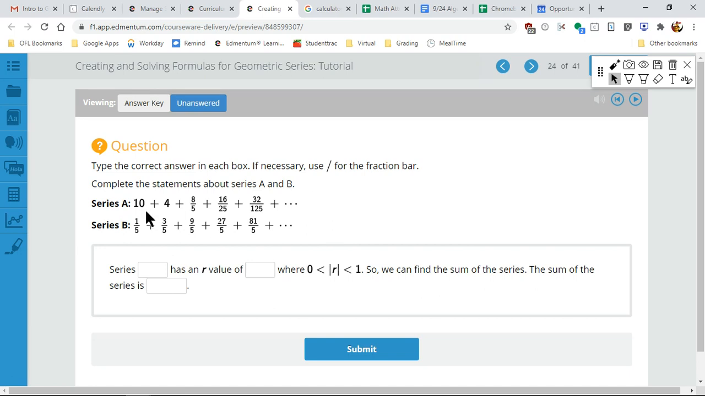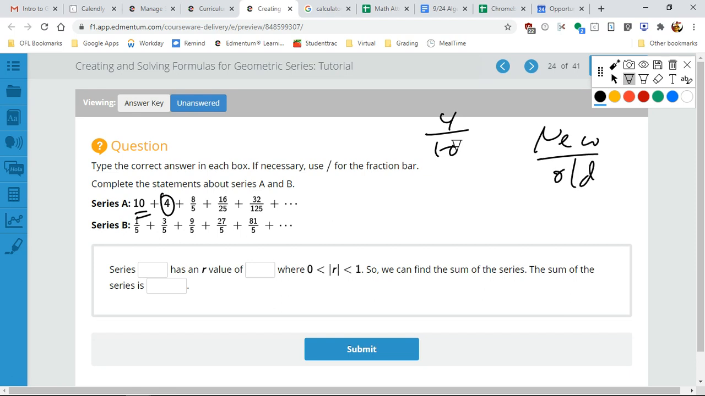So this one, it looks like we keep multiplying it by a half. Or what are we multiplying this by? Okay, so remember it's always new over old. So the new term divided by the old one. Always new over old. That's how we find the common ratio. All right. So in this case, our common ratio is 2 over 5. I just reduced it.